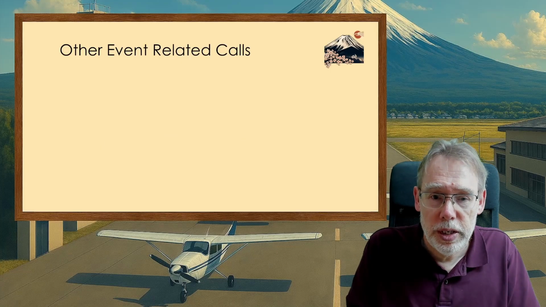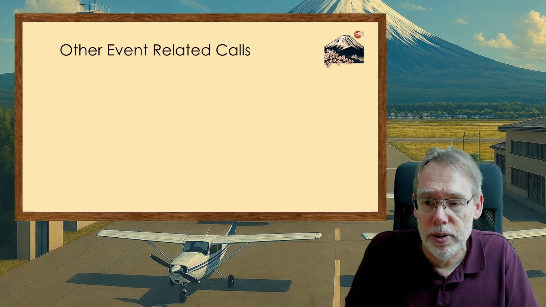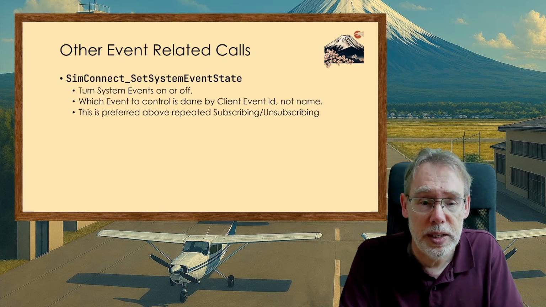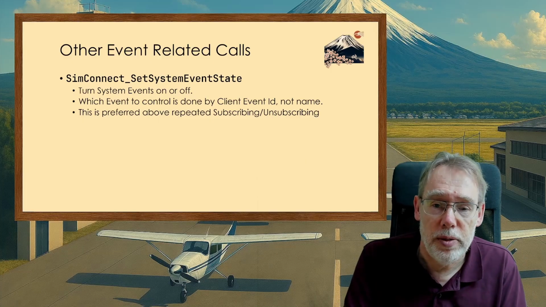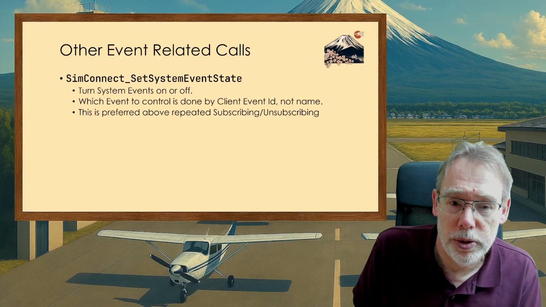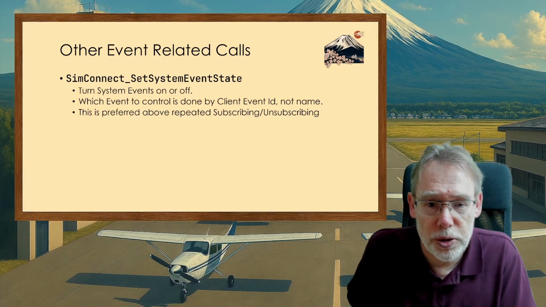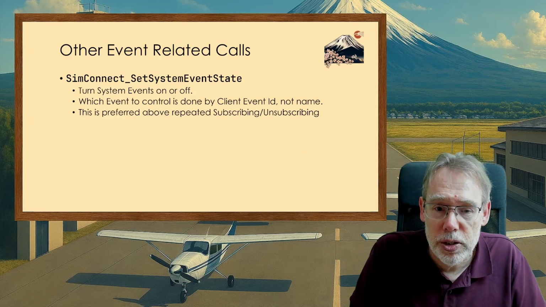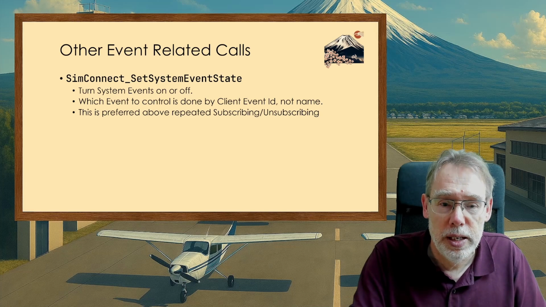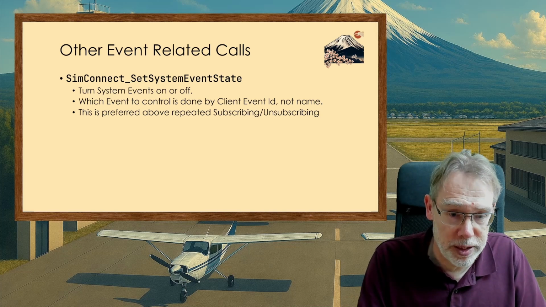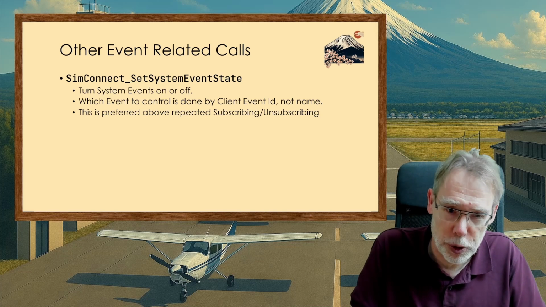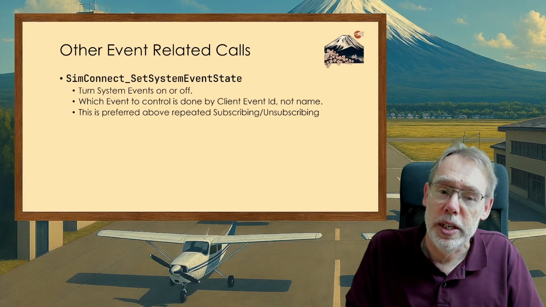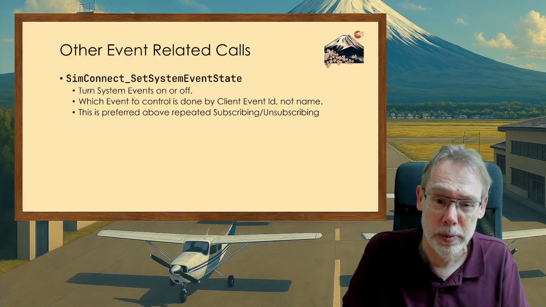There are some other event-related calls that we haven't dealt with yet. The first one is set system event state, which is a very interesting one because, for example, say you have subscribed to the events for every frame generated or frame displayed, and you say, well, I need to pause that for a moment, then of course you can do an unsubscribe. But the simpler way is to use this one because individual system events can be turned on or off.